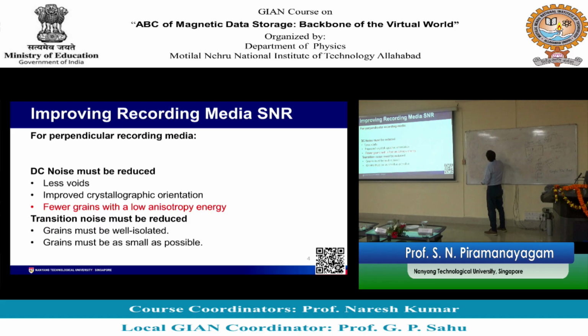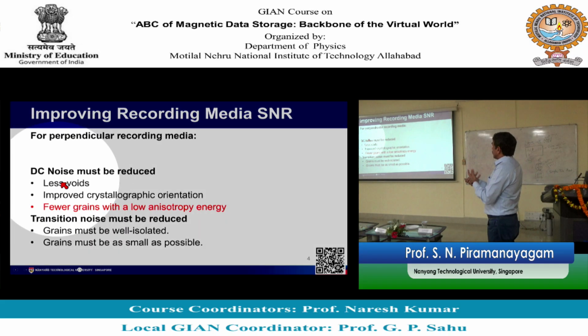Similarly, in the case of perpendicular recording, we want to have the easy axis perpendicular. So, we do not want deviation like this. We want to make the easy axis to be as perpendicular as possible. We are not at all interested in this. We want to maximize the C axis of all the grains to be perpendicular to the direction. That is how we reduce the DC noise. So, we need improved crystallographic orientation. We do not want too much gap between the grains and so on.